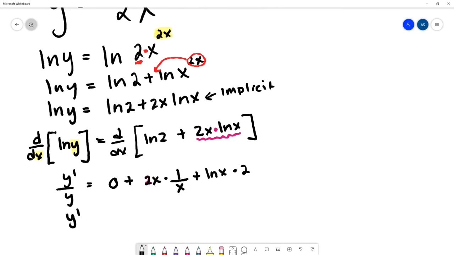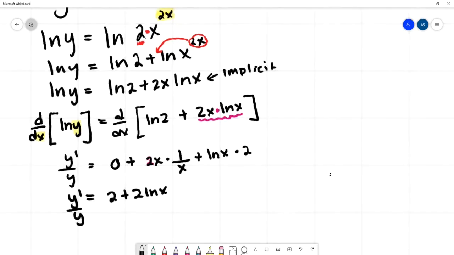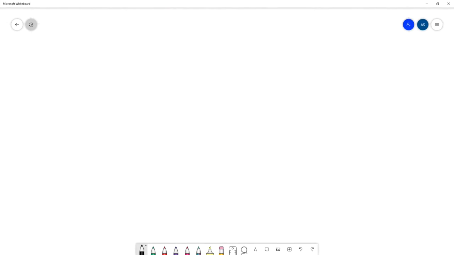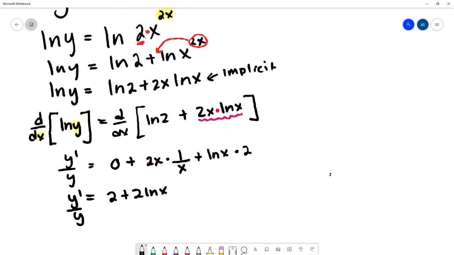So this gives y prime over y equals, the x's cancel out, so we have 2 plus 2 natural log x. And then I'm going to finalize this by solving for y prime. So I'll multiply by y on both sides. That gives y prime equals y times 2 plus 2 natural log x.